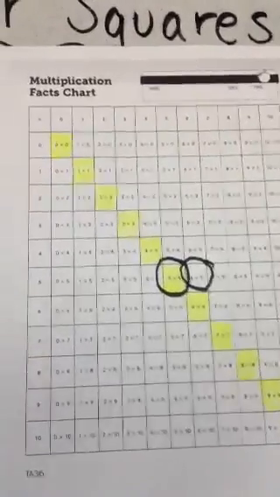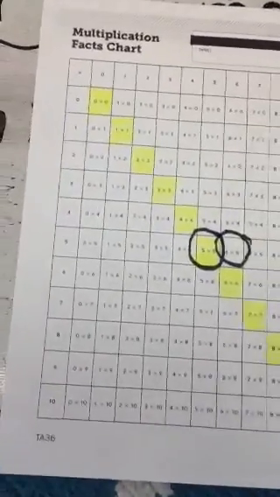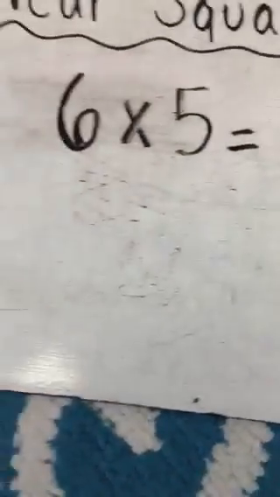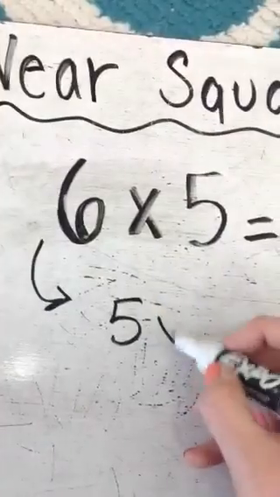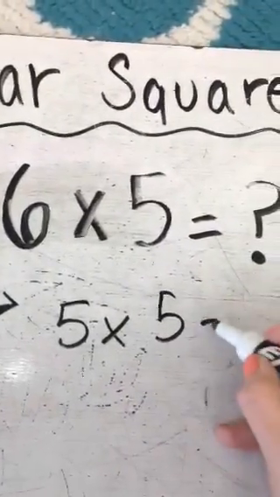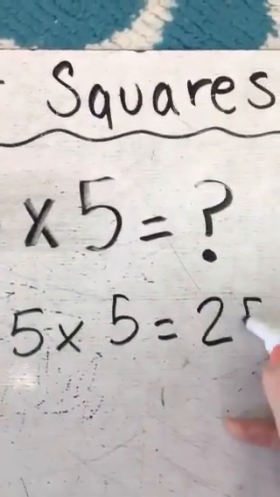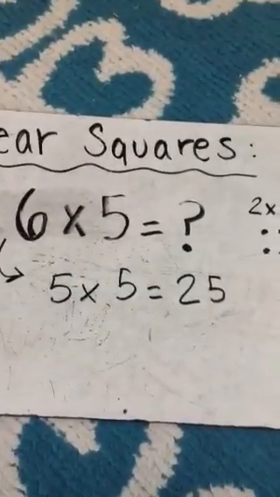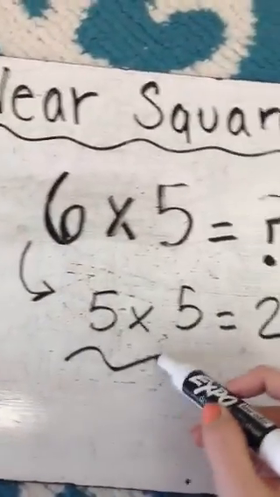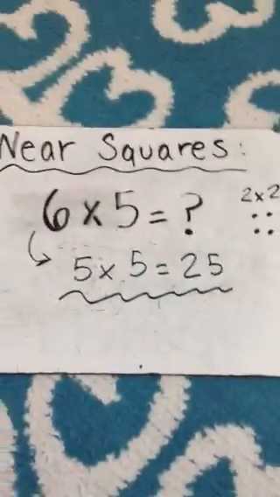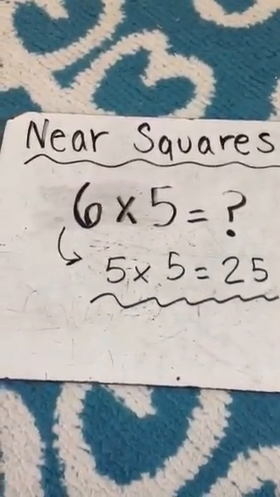So I know that 5 times 5 is 25, just because that is a square product that I know. I can count by 5 as our skip count. 5, 10, 15, 20, 25, 5 groups of 5. But now I need to figure out, using this, 5 times 5 equals 25, as a helper fact. I need to use it to figure out 6 times 5.